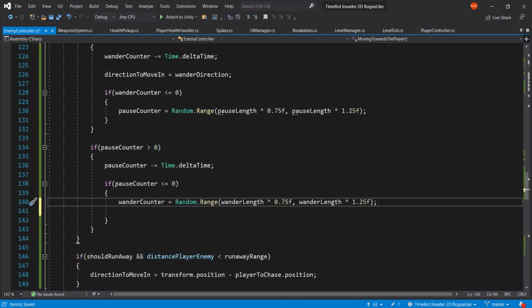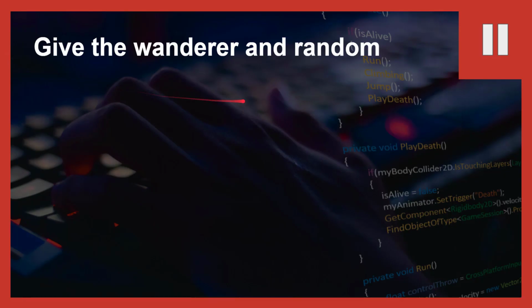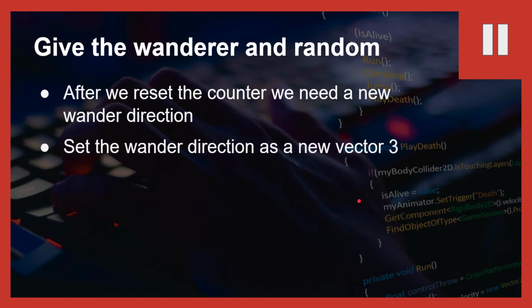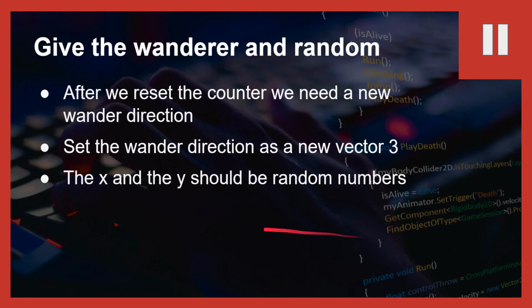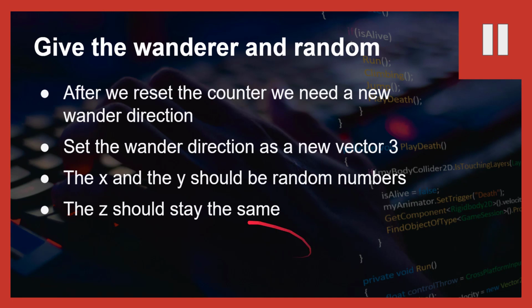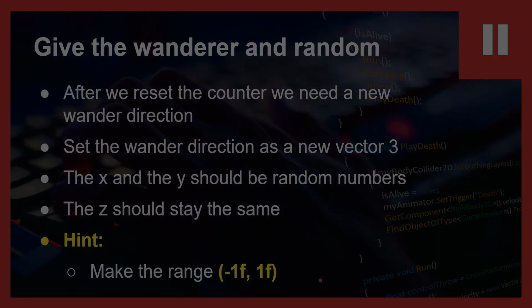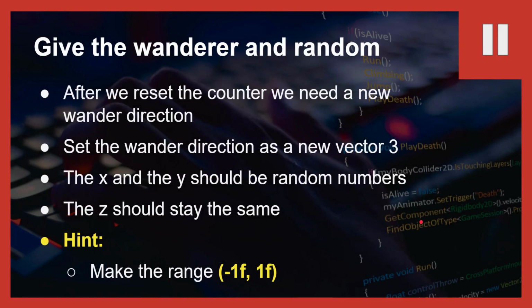But in here we don't just want to set the counter, we also want to set the wander direction. And this is going to be your challenge. Your challenge is to give the wanderer a random direction. After we reset the counter, we need a new wander direction. You'll need to set the wander direction as a new Vector3. The x and the y should be random numbers. Make sure that you keep the z as it is, or even better, set it to 0. Finally, a hint: make the range between -1f and 1f, so that the enemy doesn't wander very far. With that information, pause the video right now and go do the challenge.